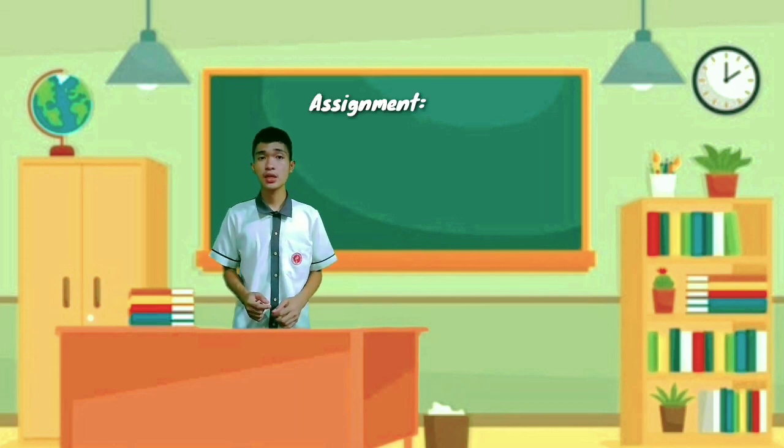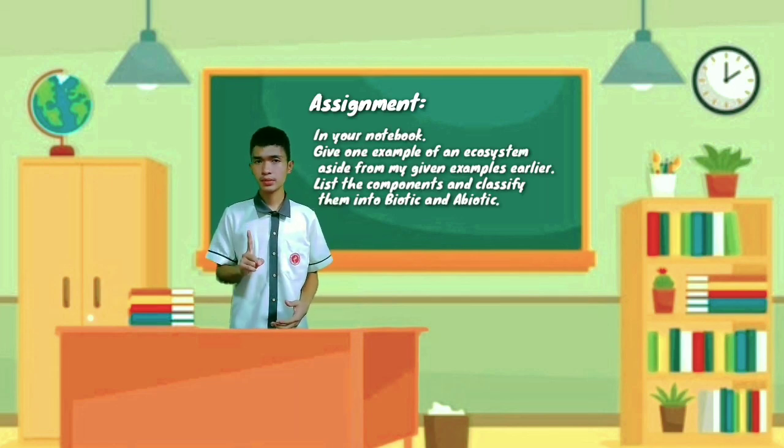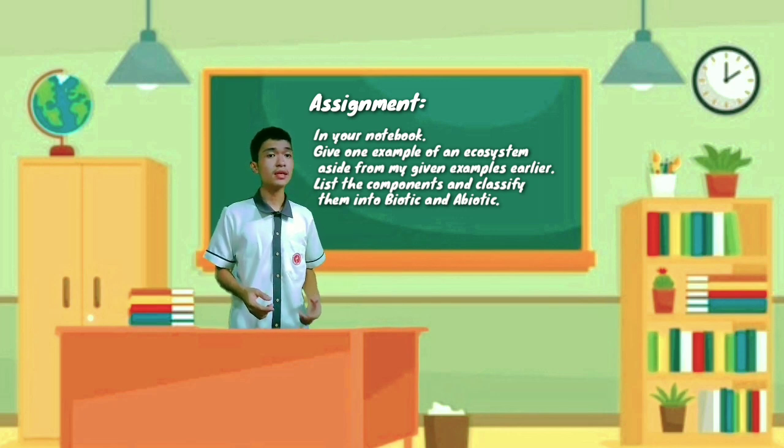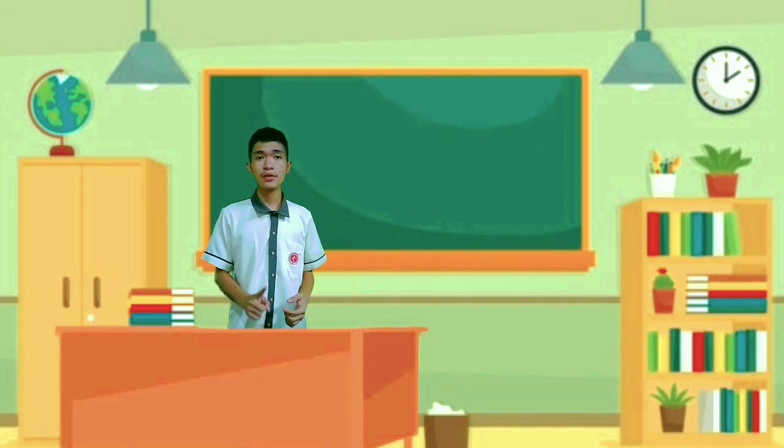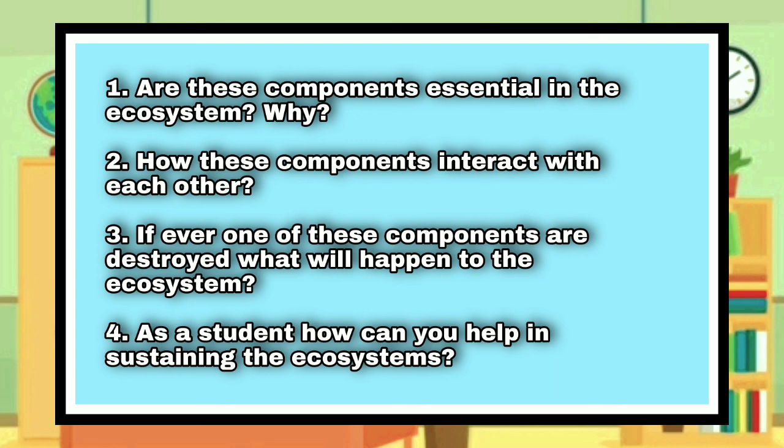For your assignment, in your notebook, give one example of an ecosystem aside from my given examples earlier. List the components and classify them into biotic and abiotic. And you have to answer these questions. First, are these components essential in the ecosystem? Why? How do these components interact with each other? If ever one of these components are destroyed, what will happen to the ecosystem? As a student, how can you help in sustaining the ecosystem?